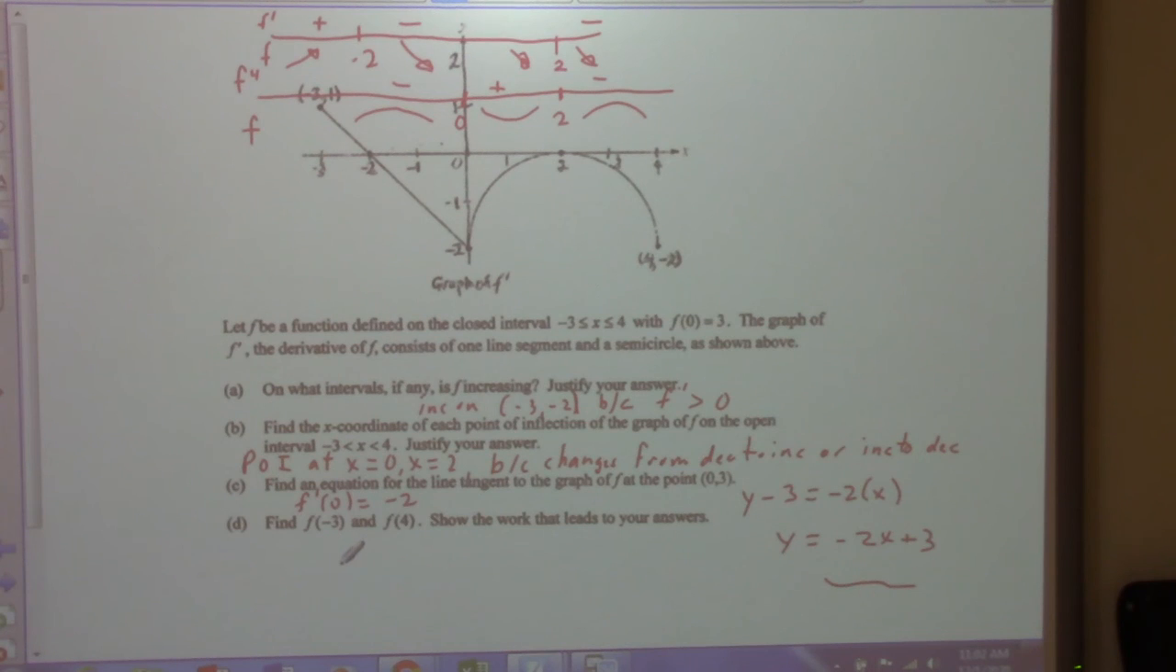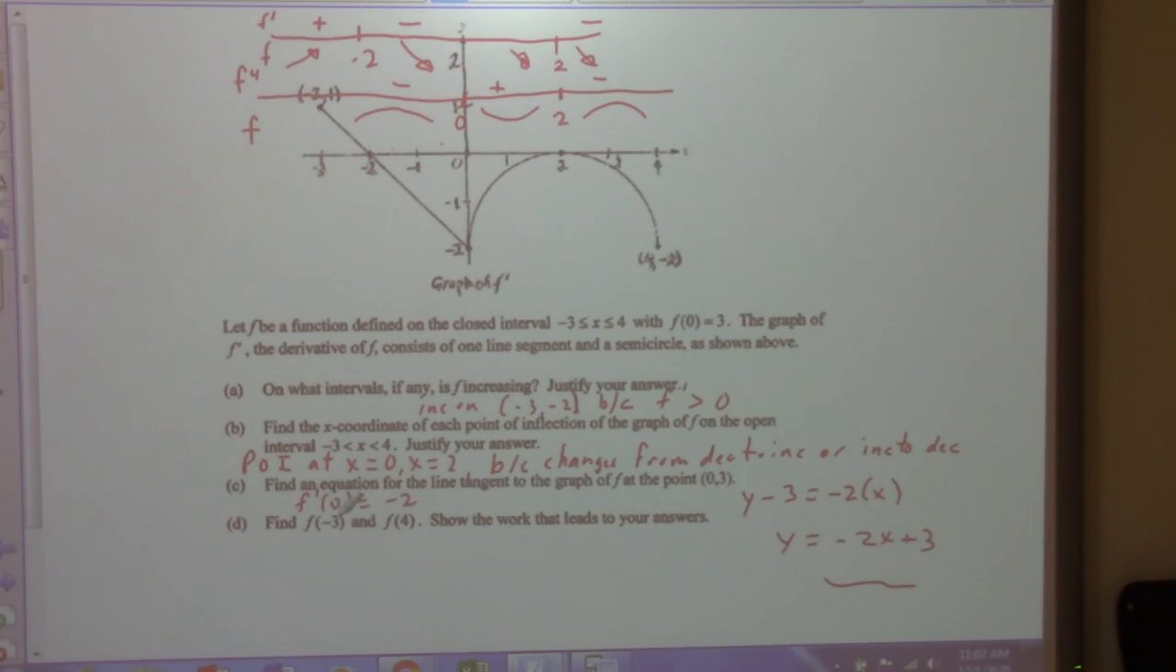And now it says, find f of -3 and f of 4, show the work that leads to your answer. For D, what we're having to do is get into integral calculus. Okay, we're having to integrate to do that. And we did that, it was the very first thing we did at the beginning of the year. You probably don't remember what it is.